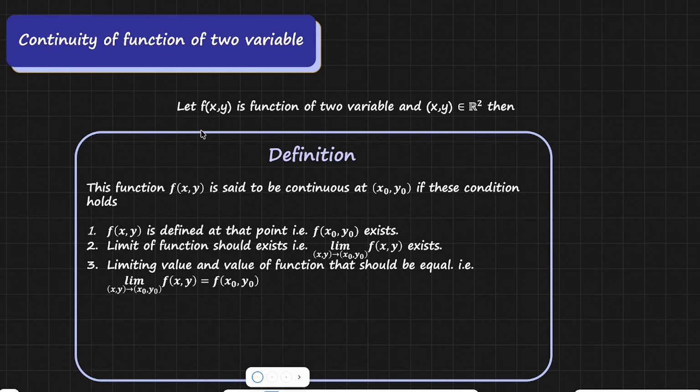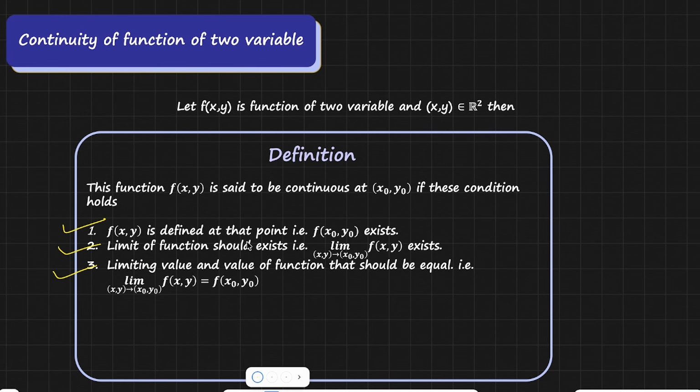So keep in your mind, continuity means it is satisfying three different points. First of all, f of x is defined at that particular point. It means, let's say if I want to check the continuity at 0 comma 0, then the function should be defined at 0 comma 0. I should have the value of the function at 0 comma 0. Second thing, the limit of the function should exist at that particular point. And third, the first and second both are equal. It means the function value at that particular point is equal to the limiting value at that particular point.